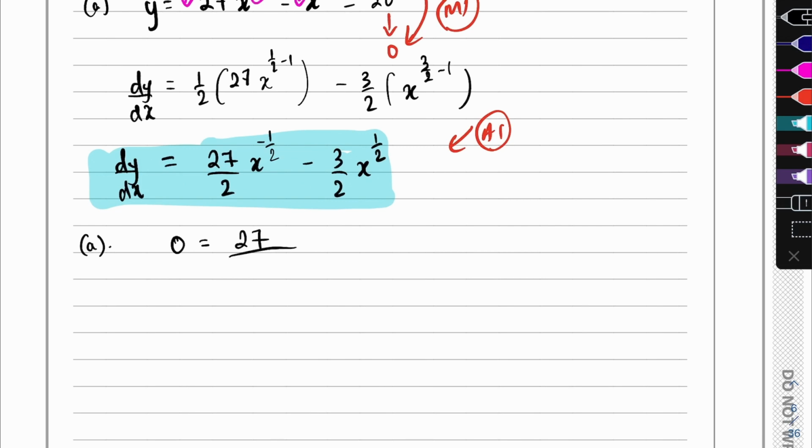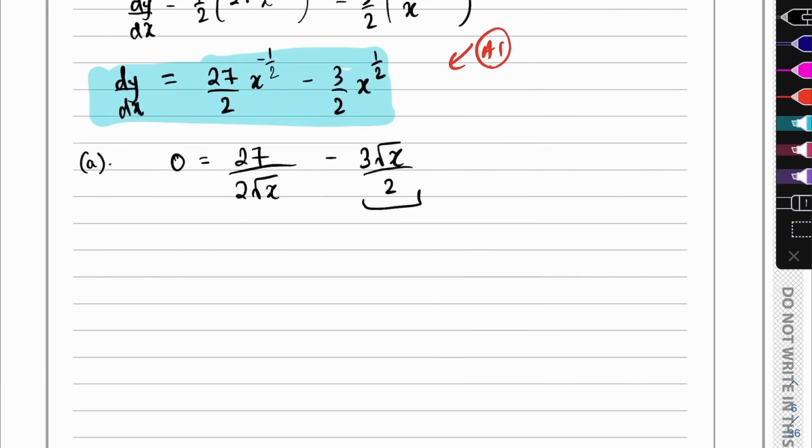So 0 equals 27 over 2. Now, let's make it into a form that might be easier to understand. So minus x to the power minus half becomes 2 root x, minus 3 root x over 2. Now let's take this term to the other side. This becomes 3 root x over 2 equals 27 over 2 root x. Now we can multiply both sides by 2 root x to get rid of the 2 root x from the denominator.